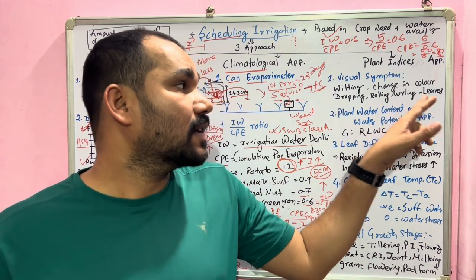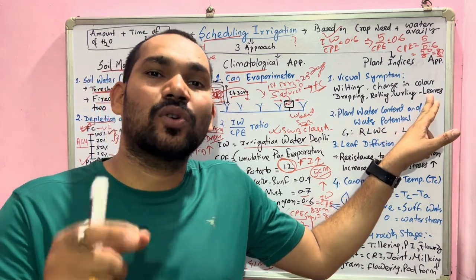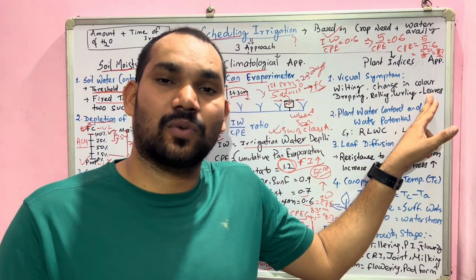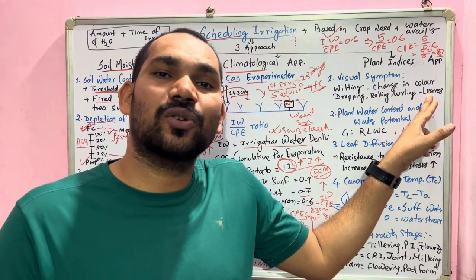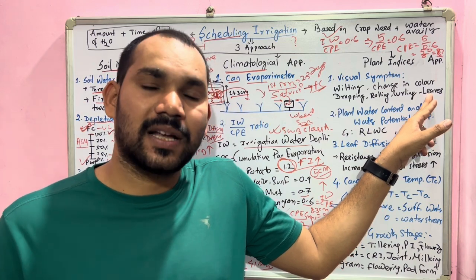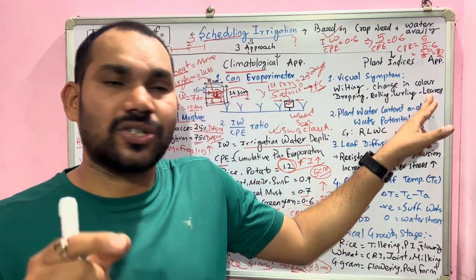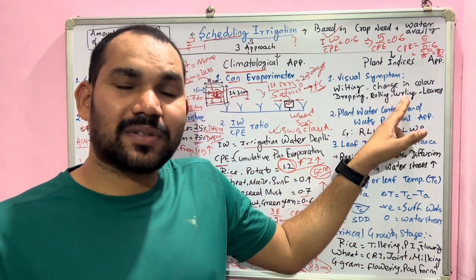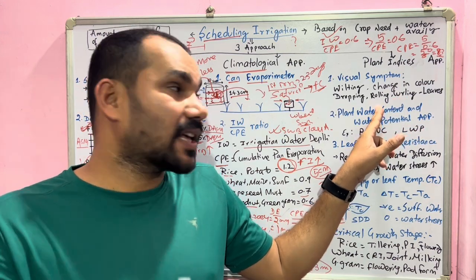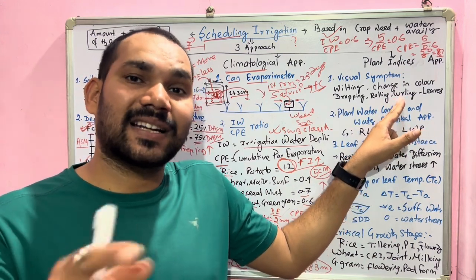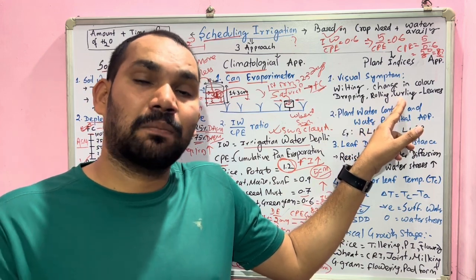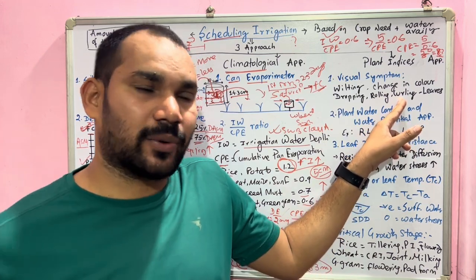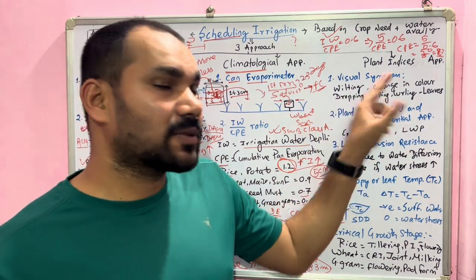So in this case, the plant will try to drop or shed its leaves. Why? Leaf shedding will be there because it will try to reduce the transpiration loss of water in order to conserve the soil moisture. Curling of the leaves, rolling of the leaves, these are all methods to decrease the transpiration loss, so that soil moisture is conserved and the plant can survive for some more duration. Okay, so one is visual symptom.